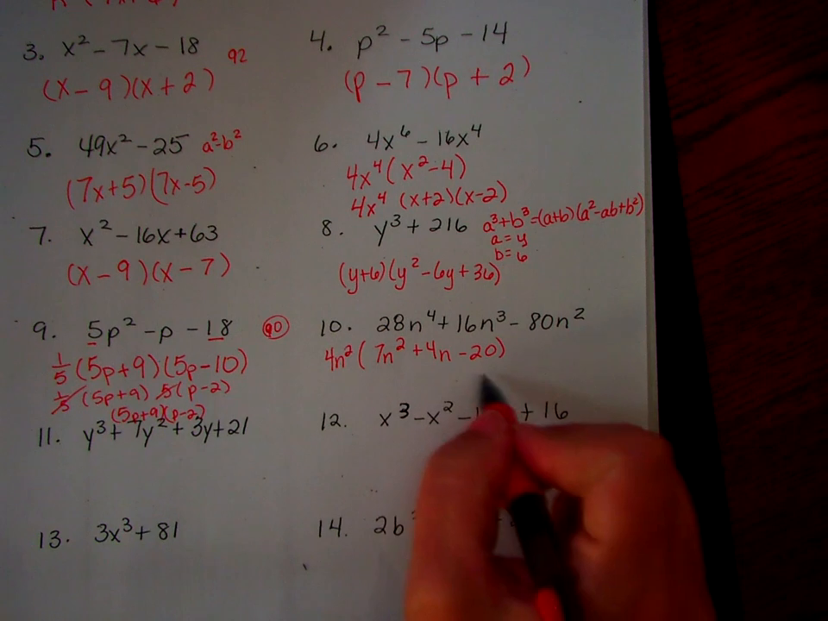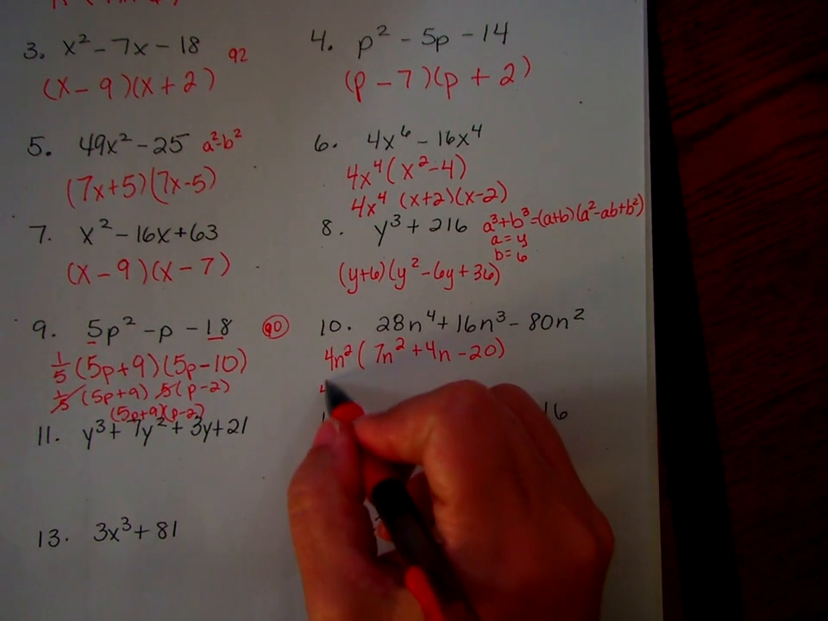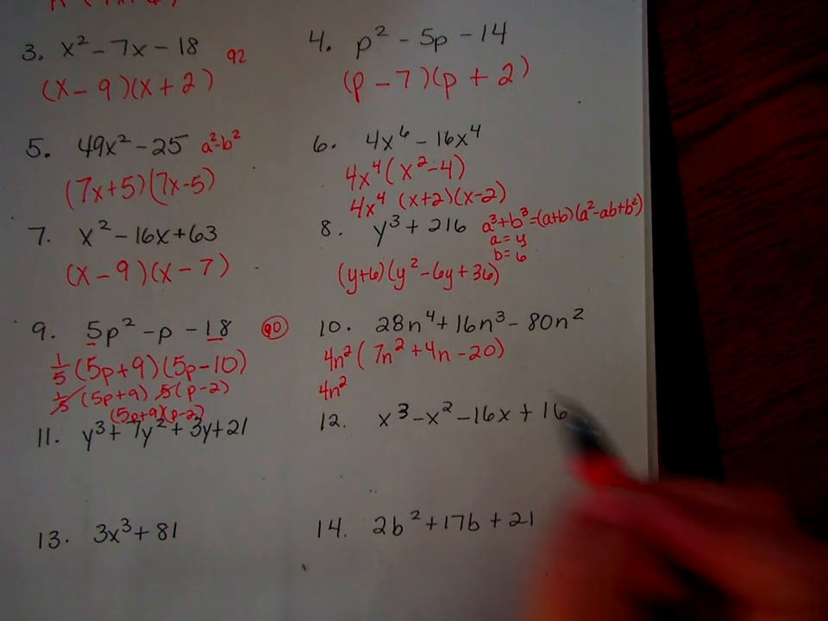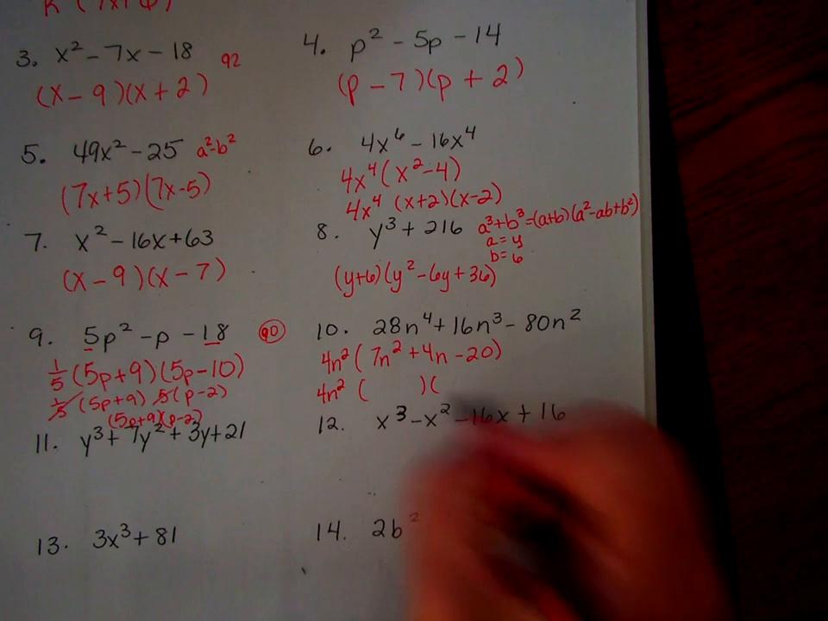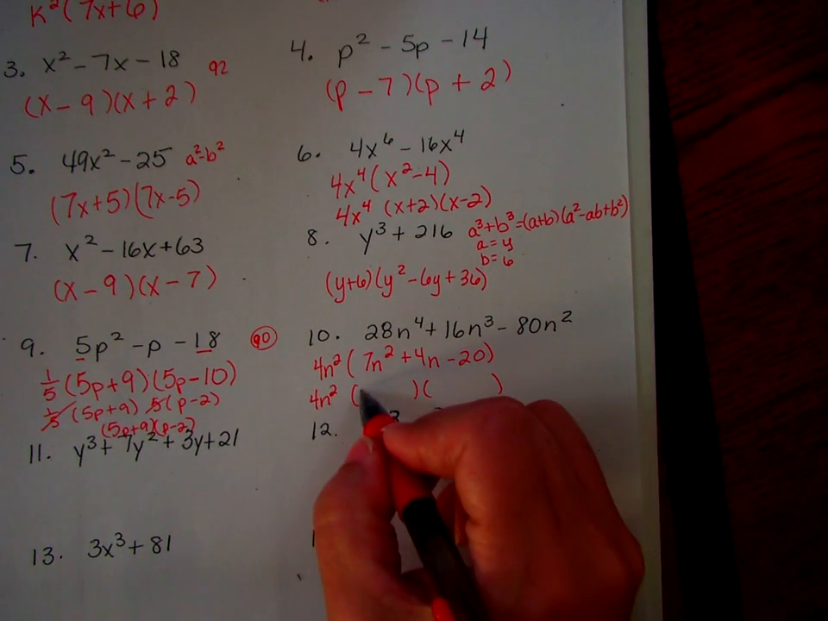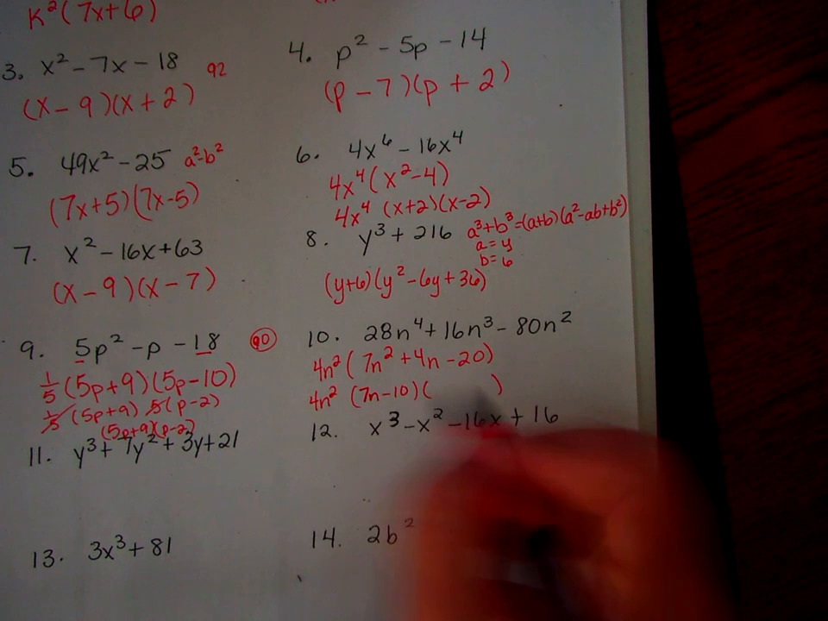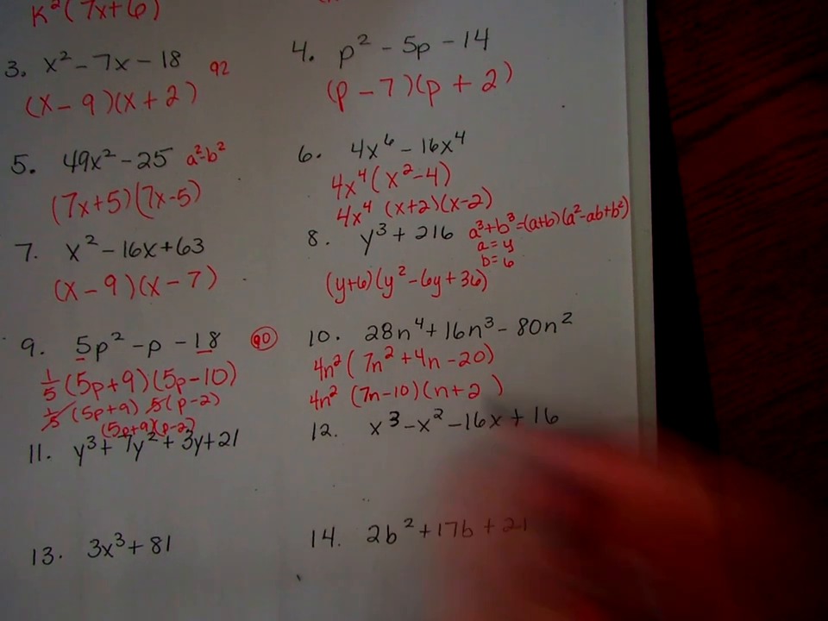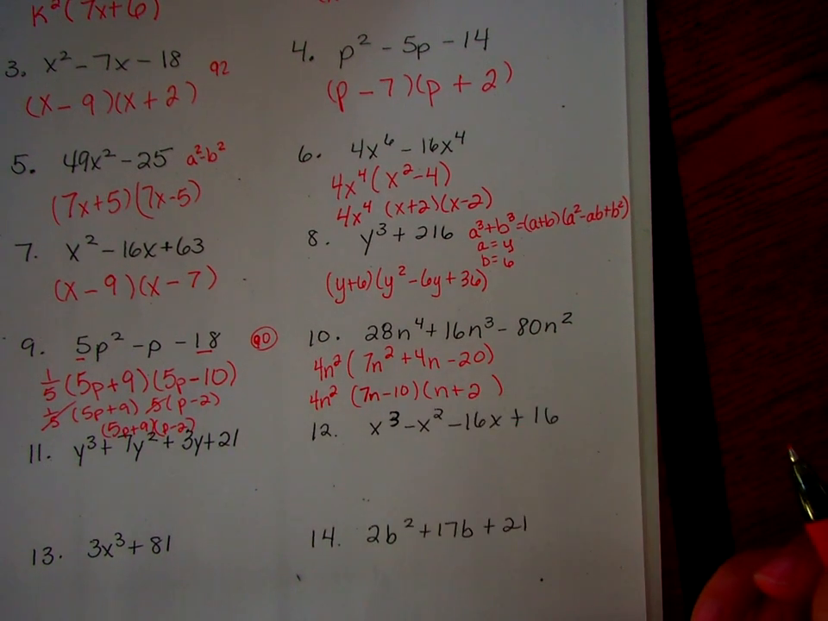And now this is a trinomial, so I'm going to just bring the 4n squared down. And I know that this guy is going to factor down again. Okay? So I'm going to have 7n minus 10 and n plus 2 for that guy.